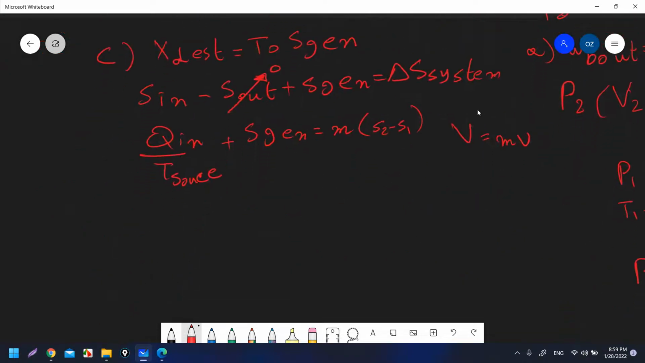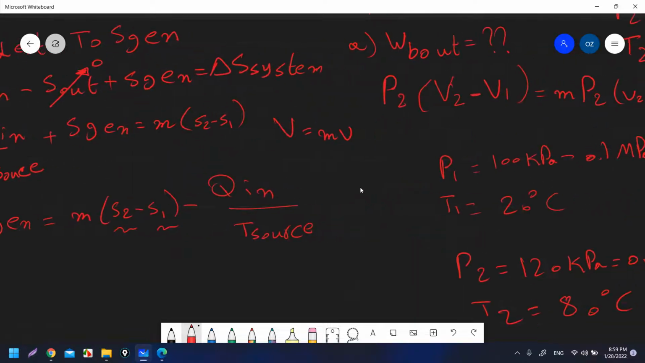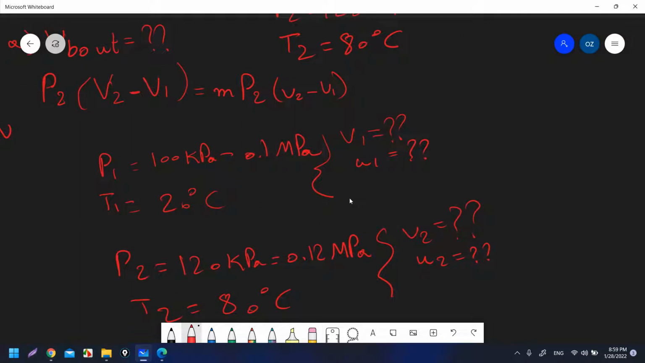We want to find S generation. We already have T0. So S generation will equal m (s2 small minus s1) minus Qin over T source. So I also want to find s1 and s2.